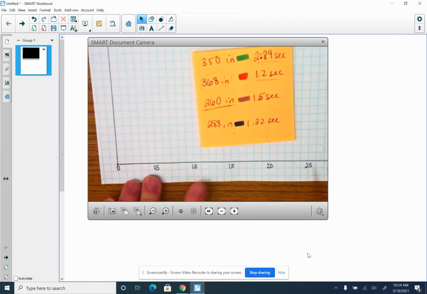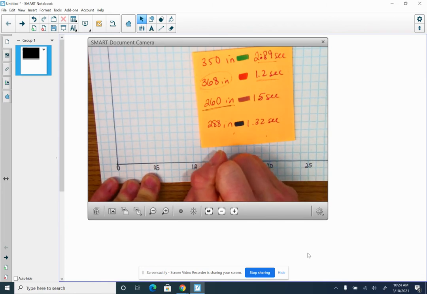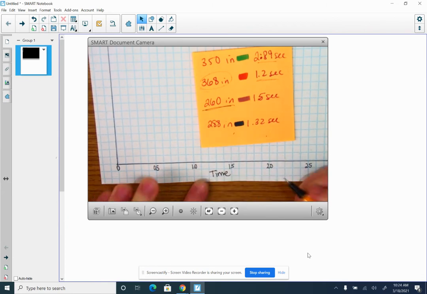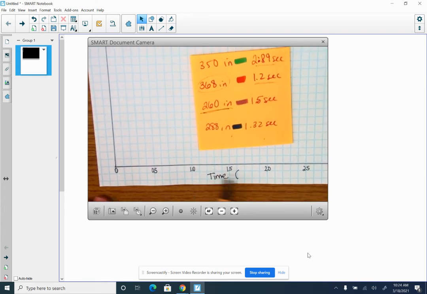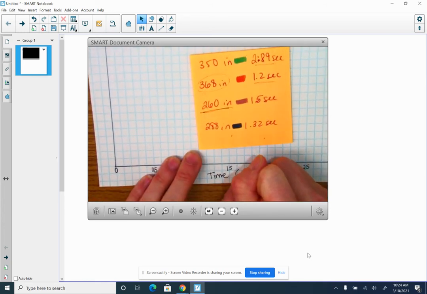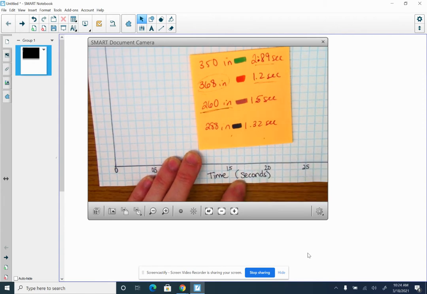Okay, so now so we remember what it is, and so other people reading know what it is, we are going to title it. So this is our time, and you always need to put what measurement it's in, because we're not writing seconds after each one of these. So we're going to put that right there.